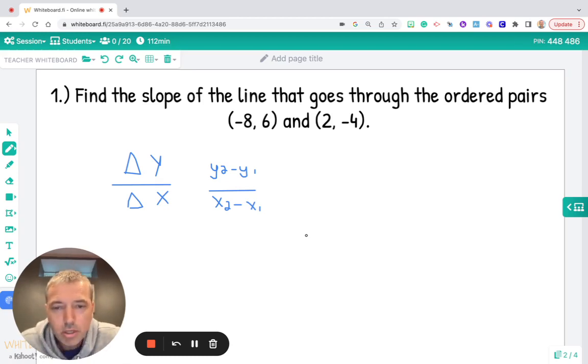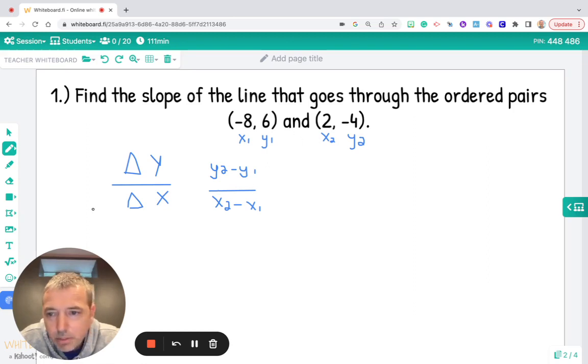Once we write the formula, we want to label these coordinates up here. This is my first coordinate, my first x and y coordinate, so I'm going to label it x1 and y1. It's the first coordinate, that's why it gets the ones. This is the second coordinate. This is my x value, this is my y value, but that's why I put the 2's here. First coordinate gets the 1's, second coordinate gets the 2's.